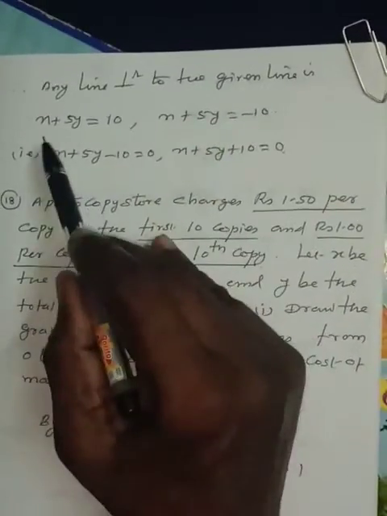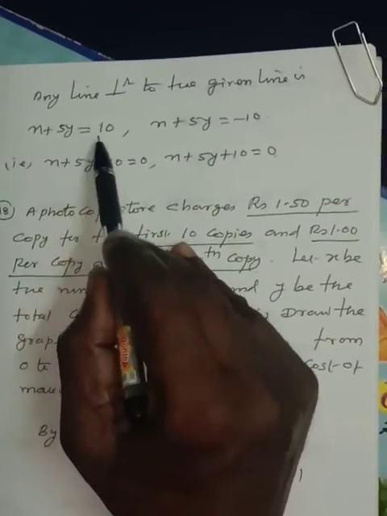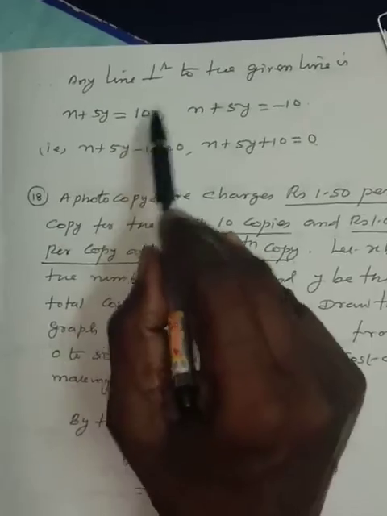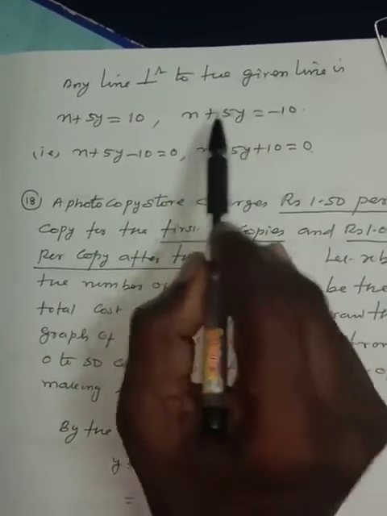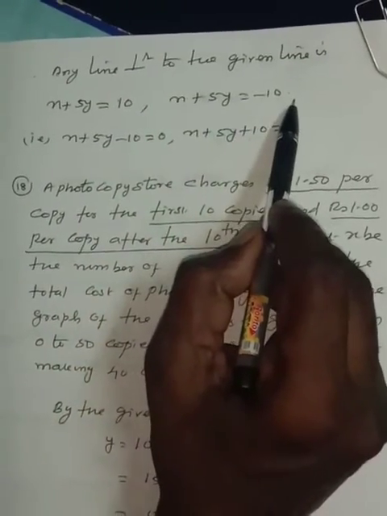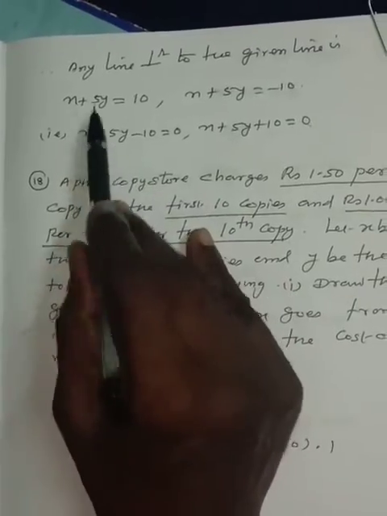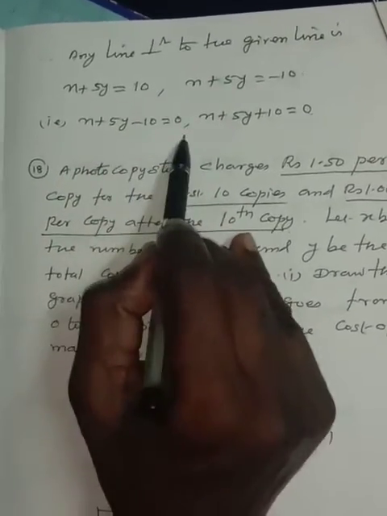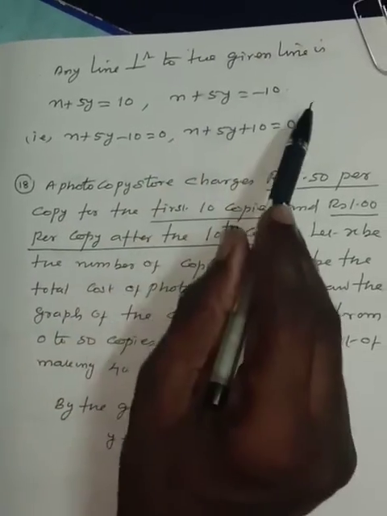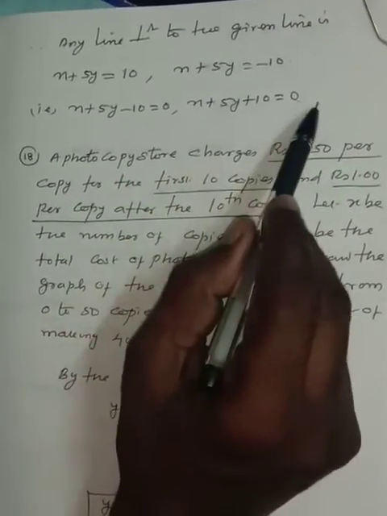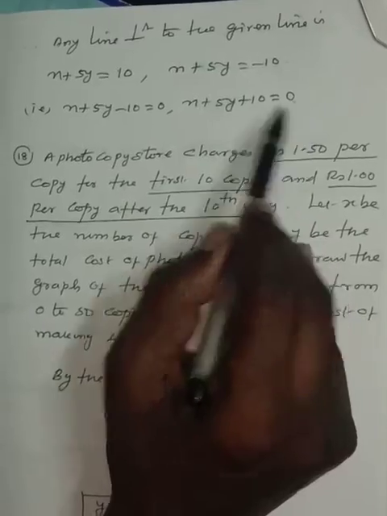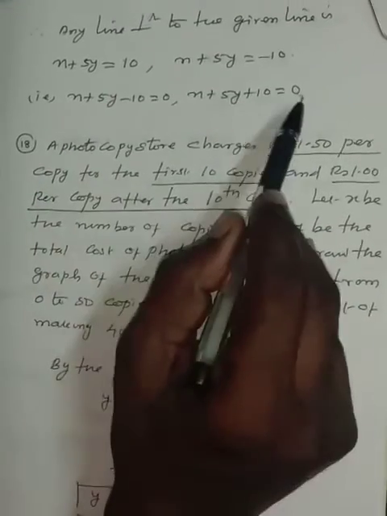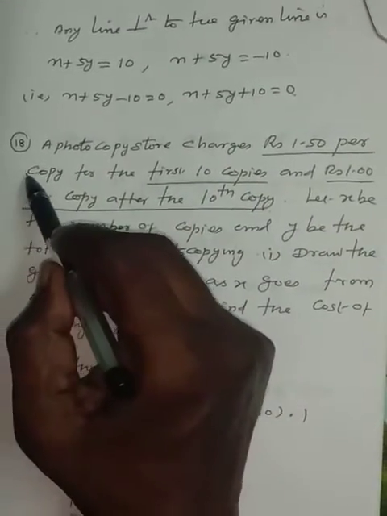So the given line is x plus 5y is equal to positive 10, and also taking negative 10, x plus 5y is equal to minus 10. That is, x plus 5y minus 10 is equal to 0, and x plus 5y plus 10 is equal to 0. Therefore, these two equations are the required equations of the line.